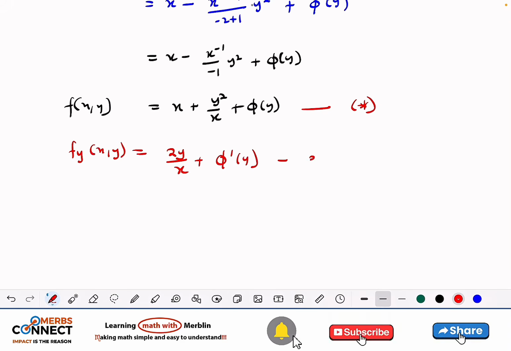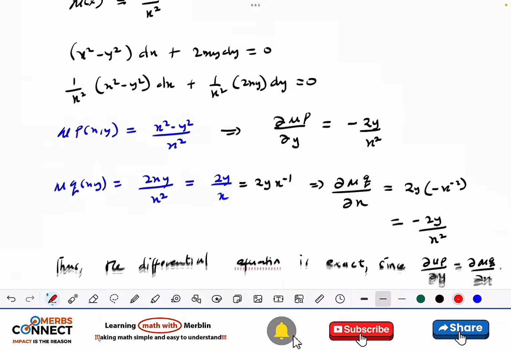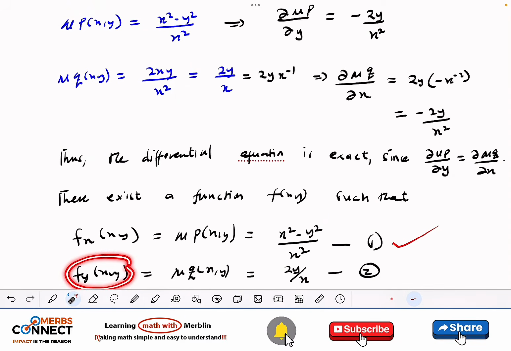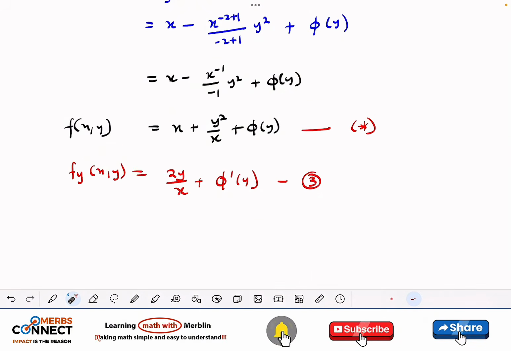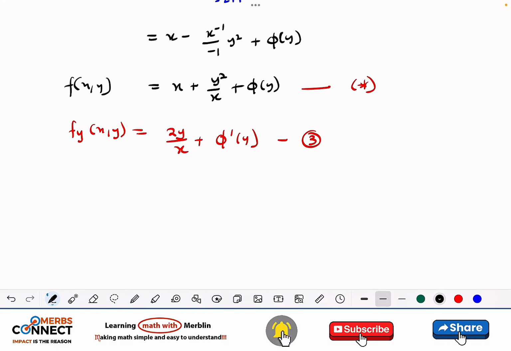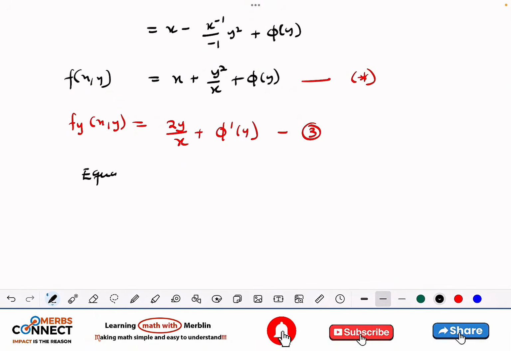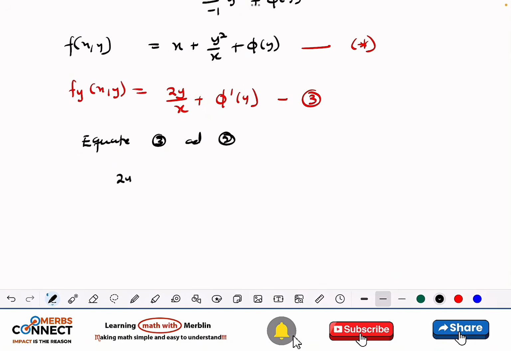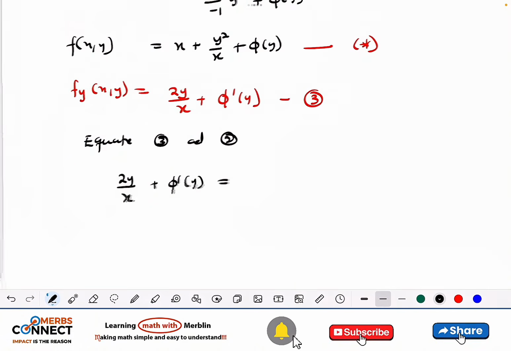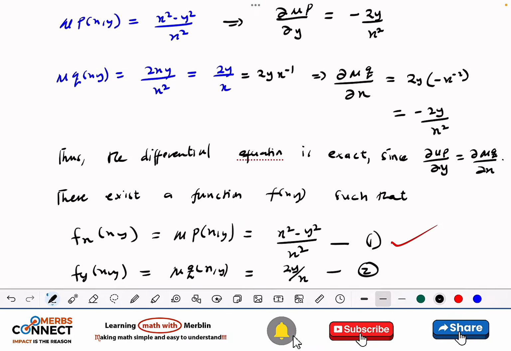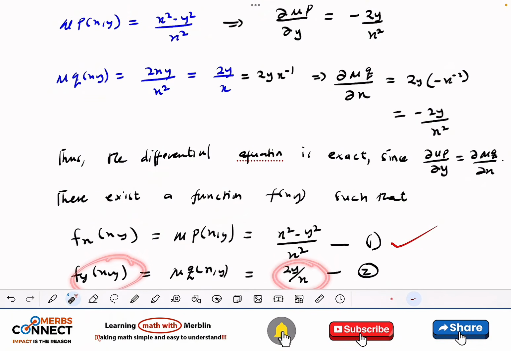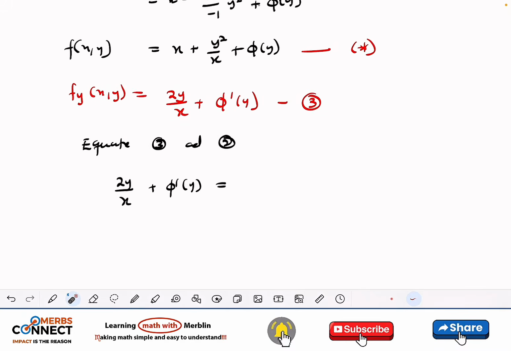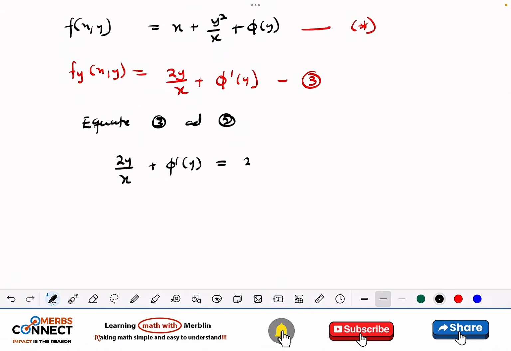Let me call this one equation 3. So now we see that equation 3 and equation 2 are the same, because we have this one here and then we have this one here. So we say equate equation 3 and equation 2. So what is equation 3? Equation 3 is 2y divided by x plus phi prime of y, which is equal to equation 2. What is equation 2? Equation 2 is this, 2y over x. So you are going to get 2y over x.